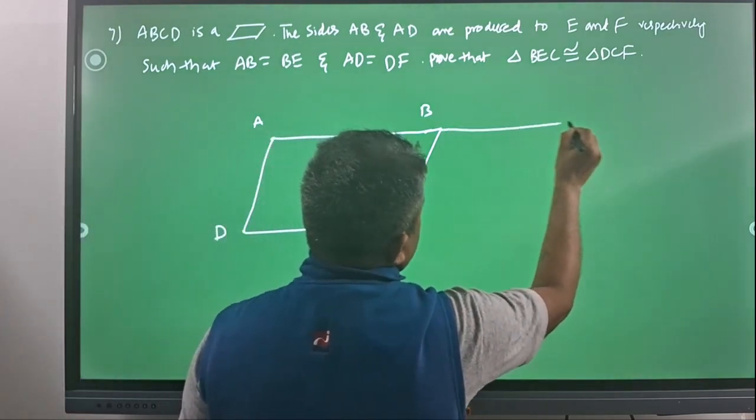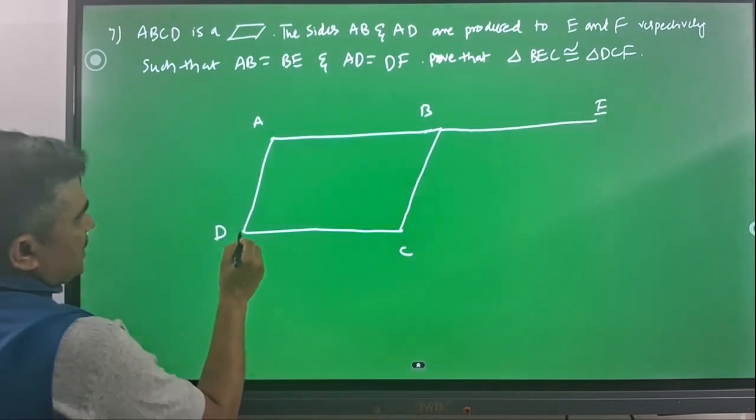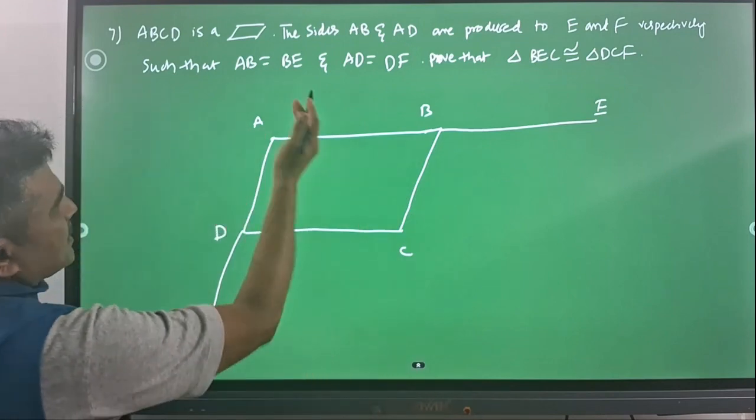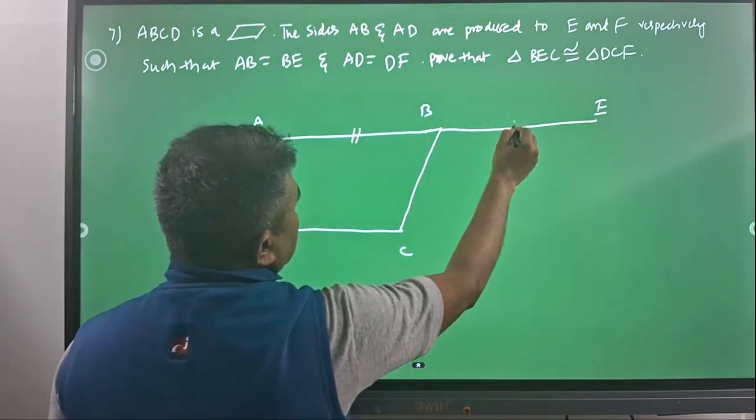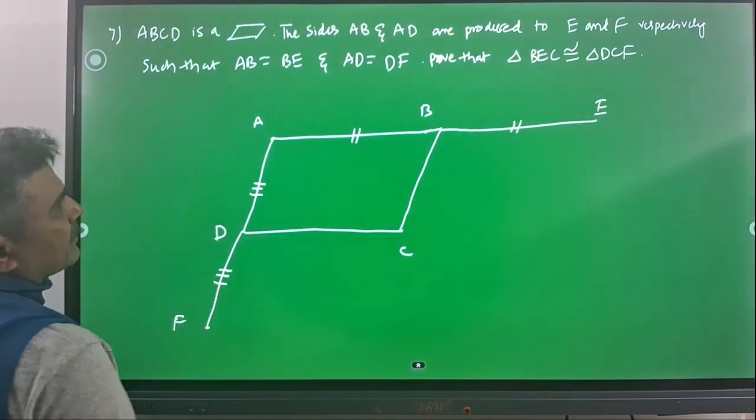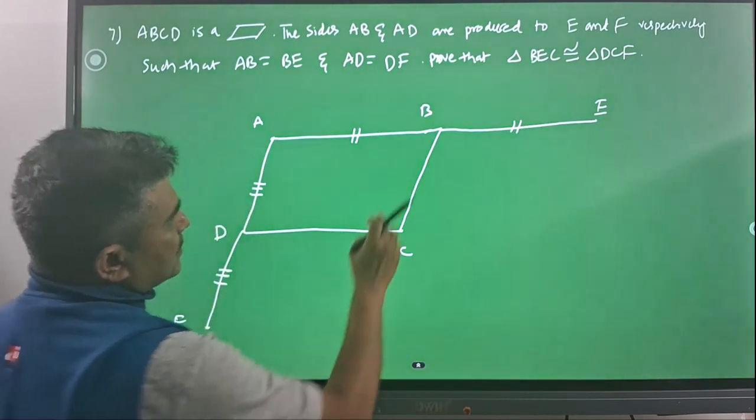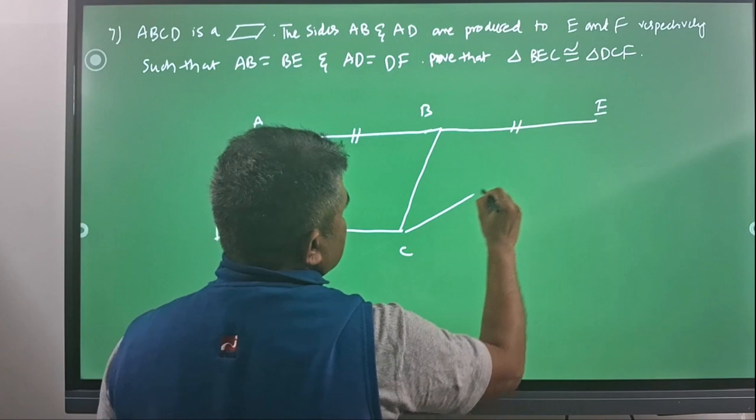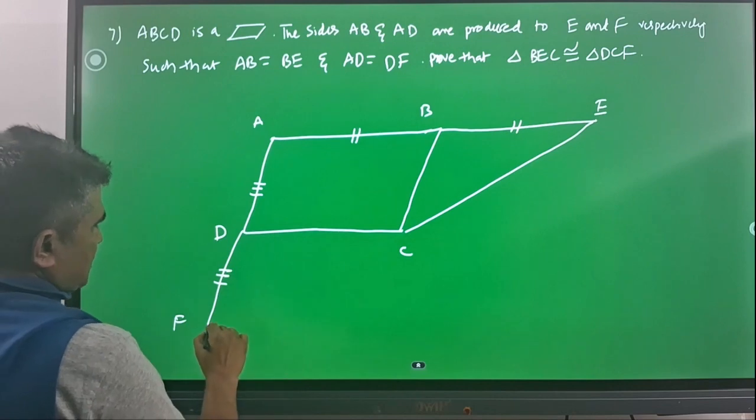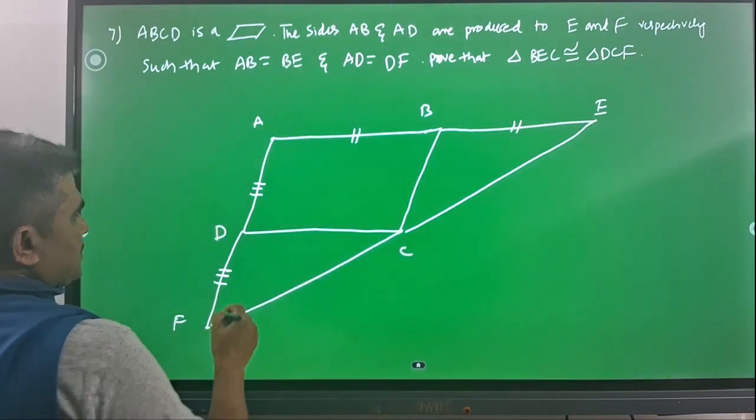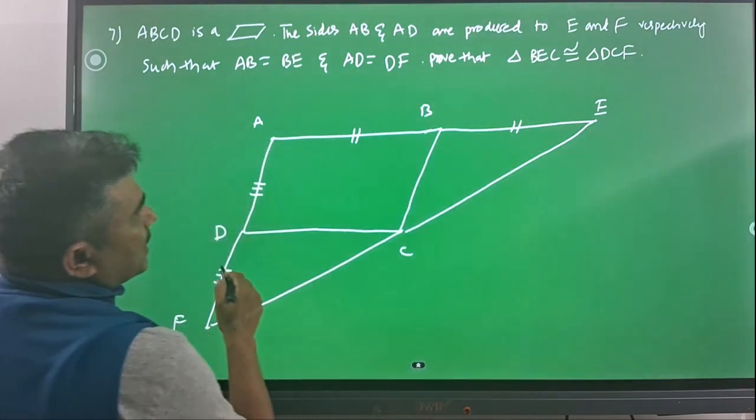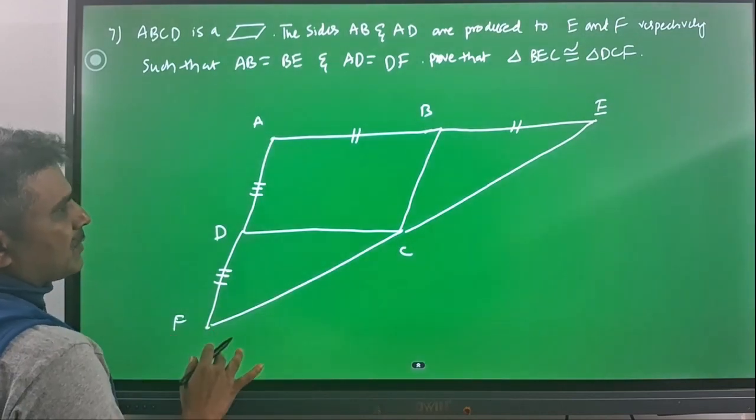So AB is produced to E and AD is produced to F in such a way that AB is equal to BE, AD is equal to DF. Prove that triangle BEC, that means we need to extend this line to E, and triangle DCF. We need to draw an extra line here. So these two triangles, triangle BEC and triangle DCF, are congruent. That's what we need to prove.